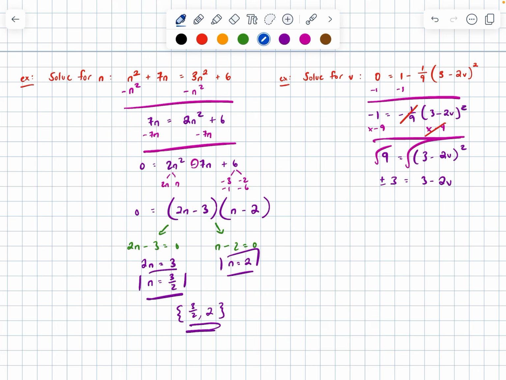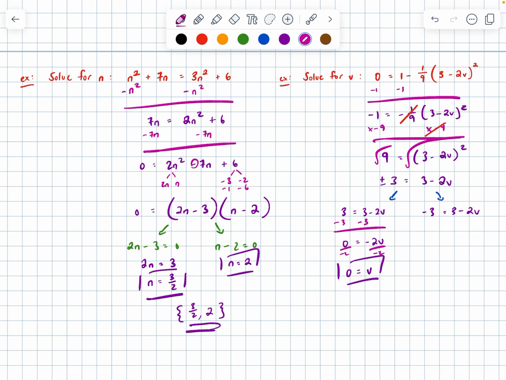From here, let me do some splittage. So here, my two options, if I'm plus or minus 3, it could be the positive version of 3 equal to 3 minus 2v, or the negative version of 3, which is equal to 3 minus 2v. In both cases, though, I'm going to begin with the same move. Let me start by subtracting 3 from both sides. This reveals that 0 is equal to negative 2v. And then dividing both sides by negative 2, I revealed that 0 divided by negative 2 is still 0.